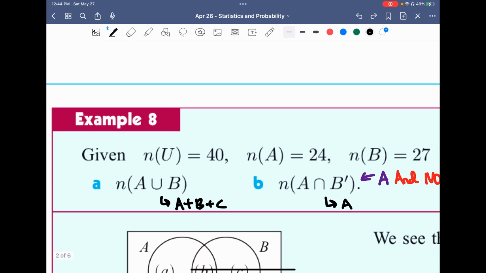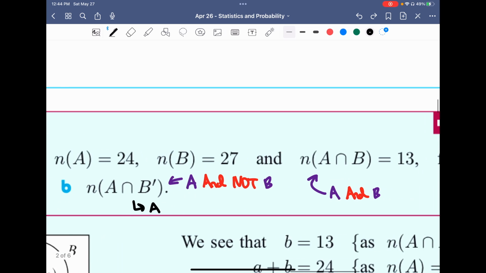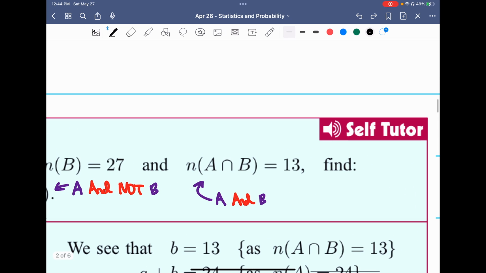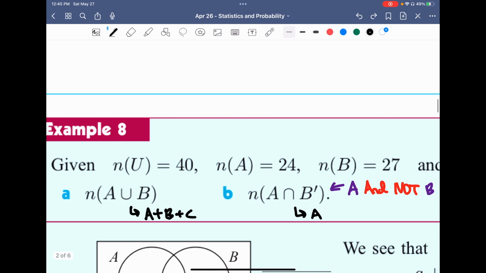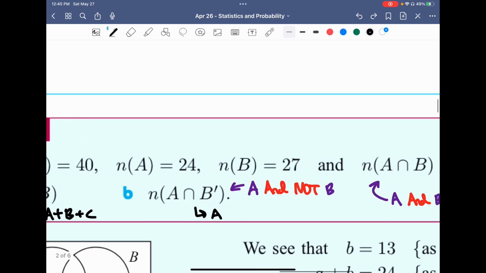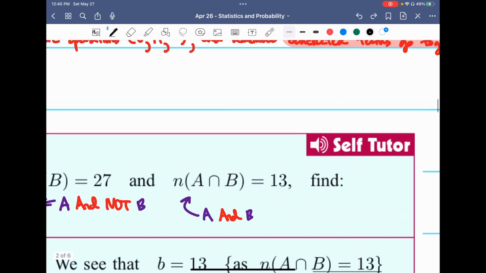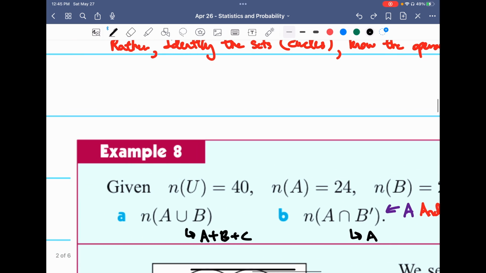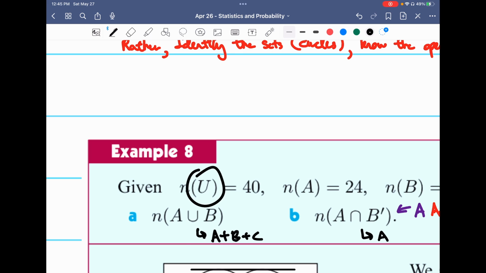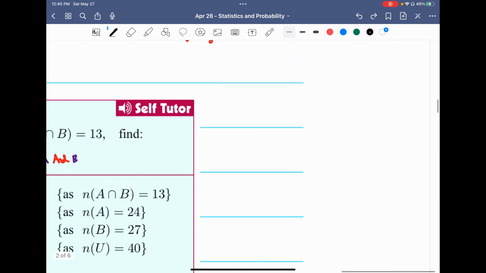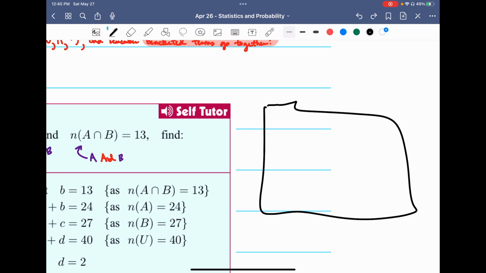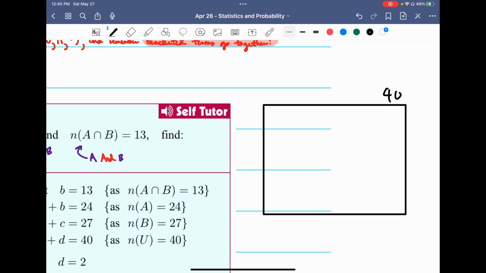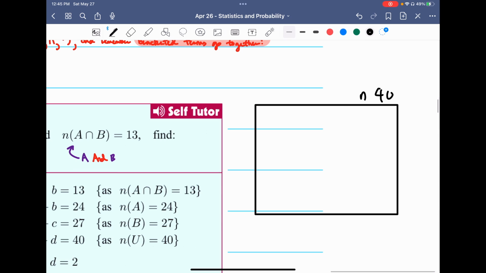Given n(U) equals 40, n(A) equals 24, n(B) equals 27, and n(A ∩ B) equals 13, find n(A ∪ B), n(A ∩ B'). All right. First, since this notation gives us the universal set, we know that the total number of sets we have is 40. This will be n.